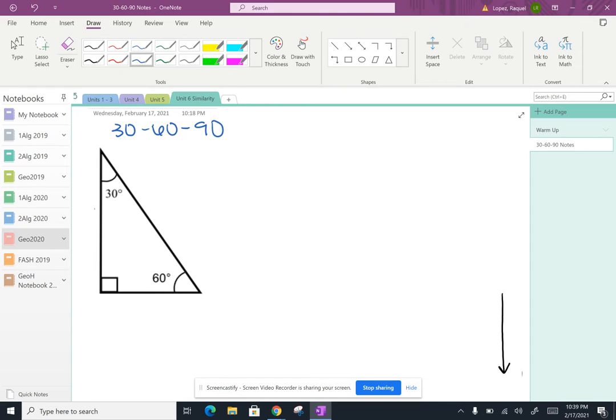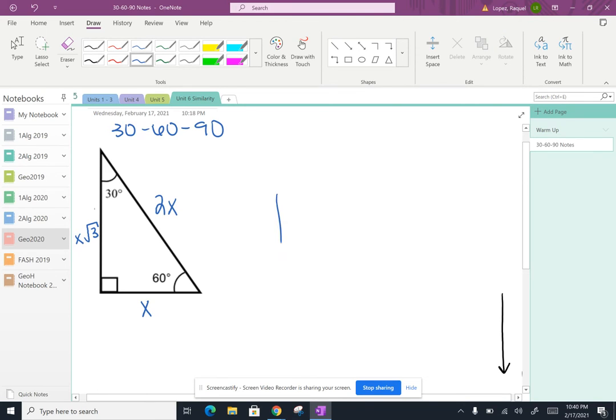So if we have a 30, 60, 90 triangle, here are the shortcuts or the ratios that you need to know. The side that is opposite the 30-degree angle is always going to be the shortest. This side is going to be your x. The side that's opposite your 60-degree angle, that's always going to be the longest leg, not the longest side, because remember, the longest side is always the hypotenuse. But the longest leg is going to measure x root 3. And the hypotenuse is always going to measure 2x.